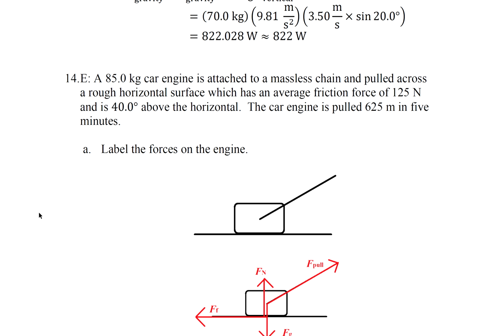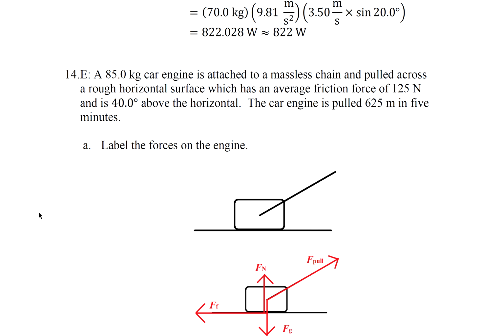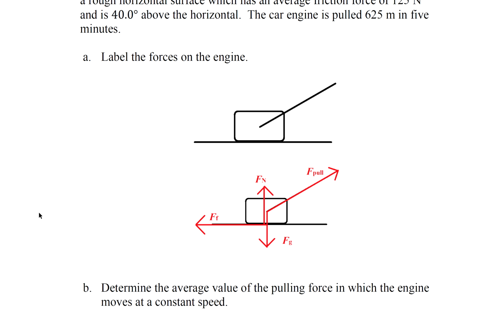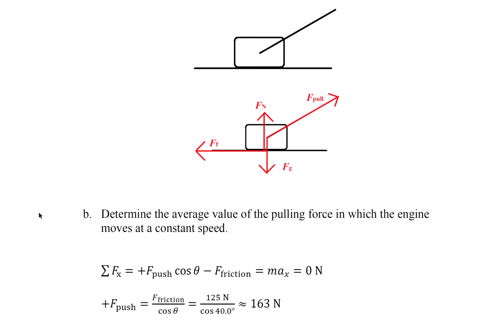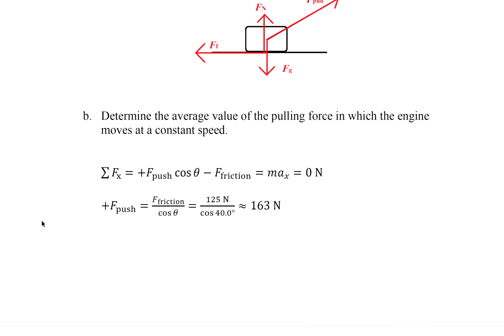Question 14. An 85 kilogram car engine is attached to a massless chain and pulled across a rough horizontal surface which has an average friction force of 125 newtons and is 40 degrees above the horizontal. The car engine is pulled 625 meters in 5 minutes. Part A, label the forces on the engine. So we got this. Part B, determine the average value of the pulling force in which the engine moves at a constant speed. So this is Newton's second law of motion.